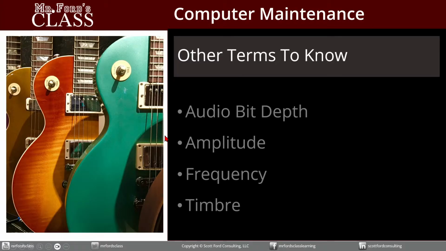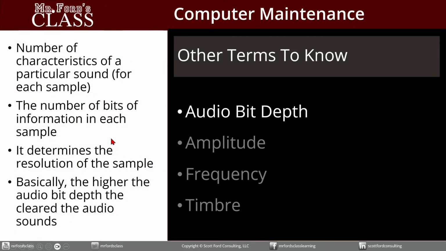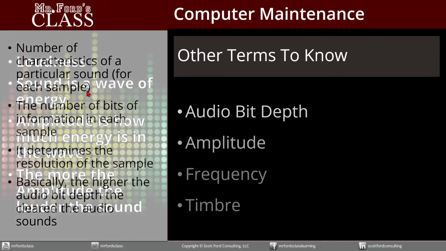So let's take a look at some other terms to know. We have audio bit depth, amplitude, frequency, and timbre. I think some of my students aren't aware that they can be captured on a microphone as they're talking. So audio bit depth, number of characteristics of a particular sound for each sample. The number of bits of information in each sample. It determines the resolution of the sample. Basically, the higher the audio bit depth, the clearer the audio sound can be.